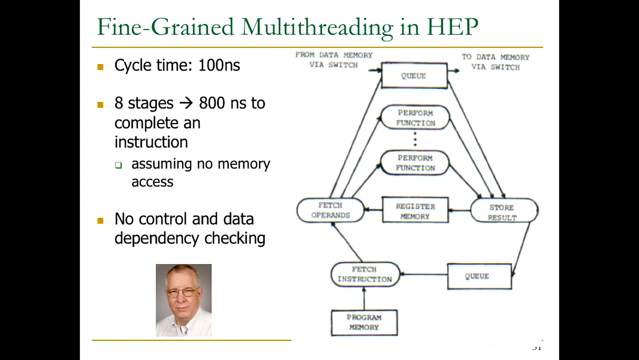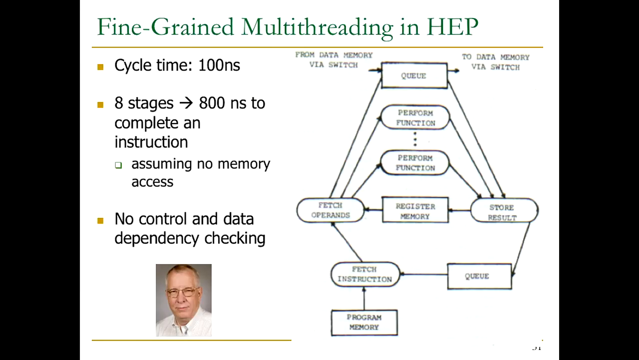It may go through this perform function. It may go through this perform function. It may go through this data memory. And if it goes through this data memory, it sits in the queue waiting for its result. And then it comes back, depending on which operation it's performing, that it's fetched. It stores its result, and then only after that, it becomes fetchable again. That's a beautiful way of designing the machine.